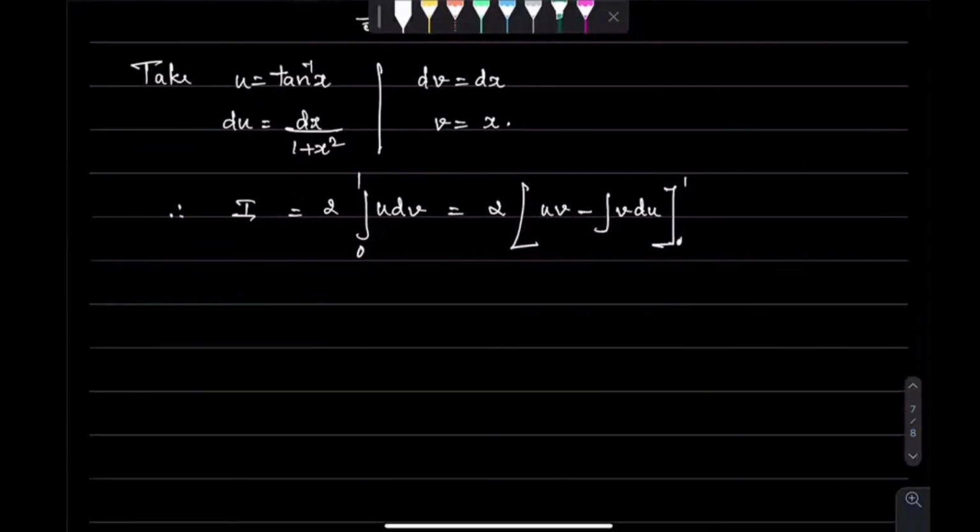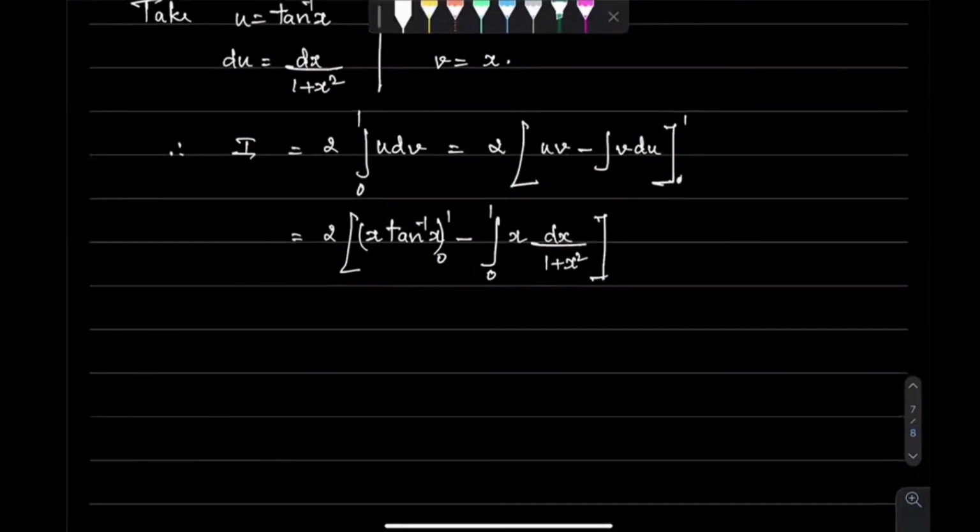So if I try to substitute those values, 2 times of, what is uv? x into tan inverse of x, minus integral v, which is x, du, which is dx by 1 plus x square, with limit 0 to 1. Makes sense? So here you'll have the limit 0 to 1. So can I integrate this now? Before substituting the limit, I'll have it like this, 0 to 1.